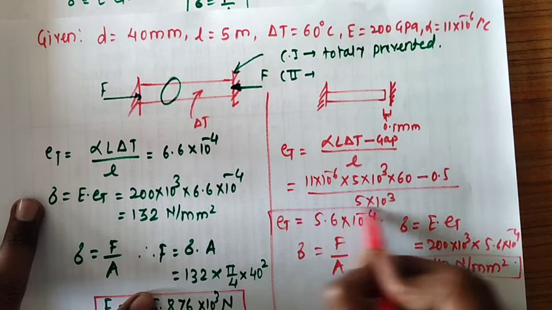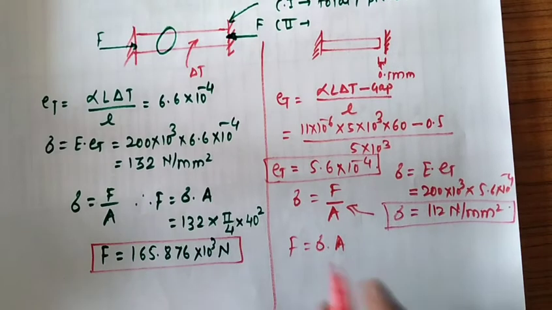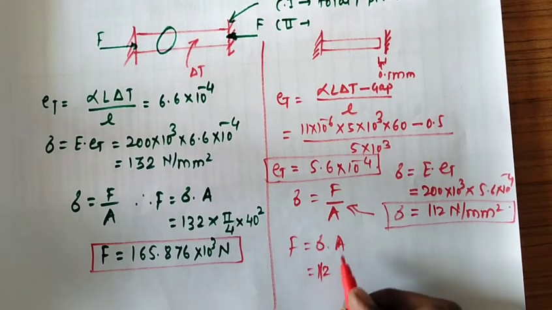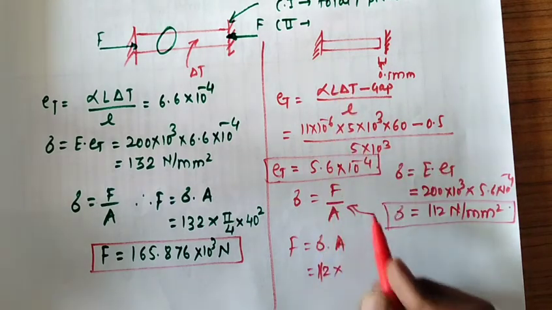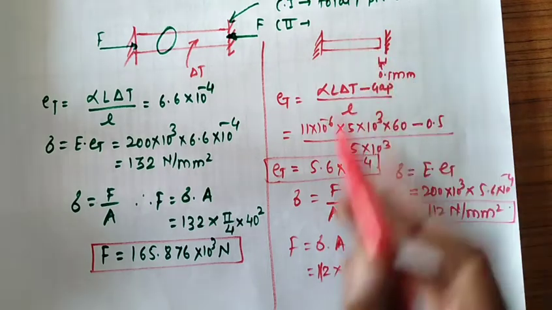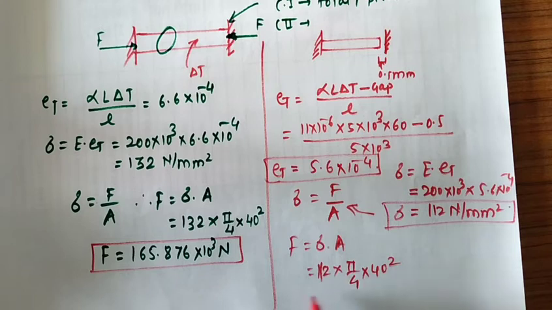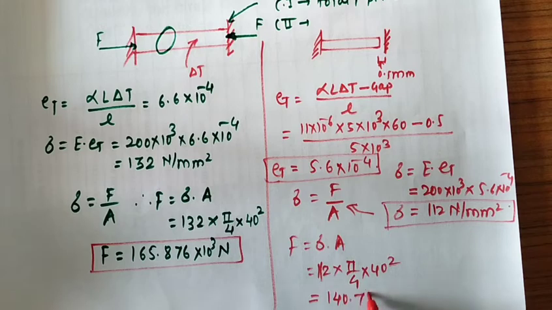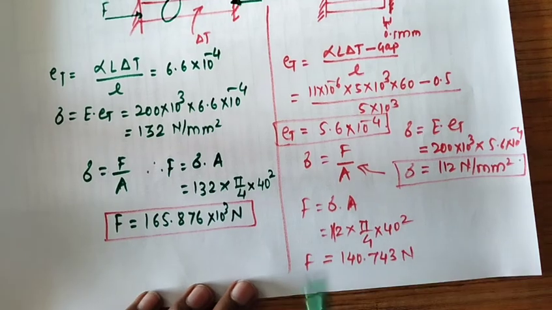Once you know sigma, then we can find force here. So put in this formula. Therefore force is equal to sigma into A. Sigma is 112 into area. In this case also area remains same, that is pi by 4 into d square, because the bar diameter remains same, into pi by 4 into 40 square. So we get F in this case, it is equal to 140.743 Newton.